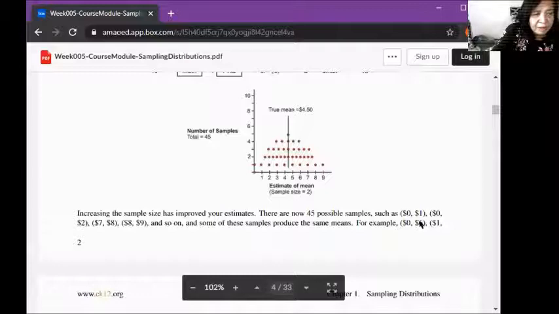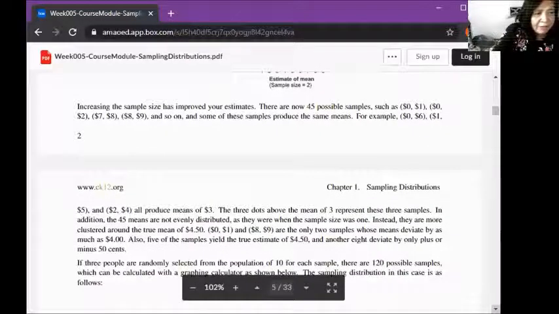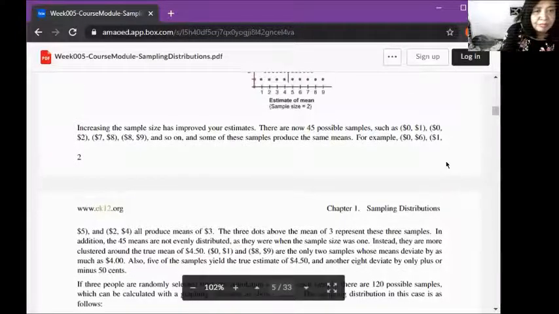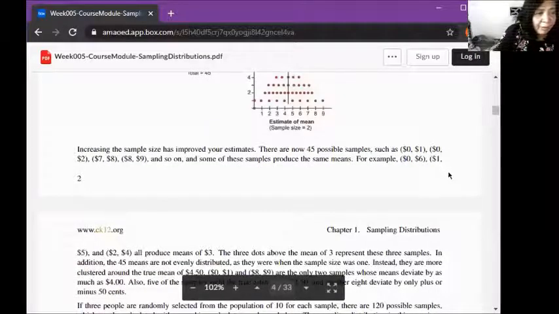For example, 0 and 6, 1 and 5, and 2 and 4 all produce a mean of 3. 0 plus 6 is 6, divided by 2 is 3. 1 plus 5 is 6, divided by 2 is 3. 2 plus 4 is 6, divided by 2 is 3. So the three dots above the mean of 3 represent these three samples.